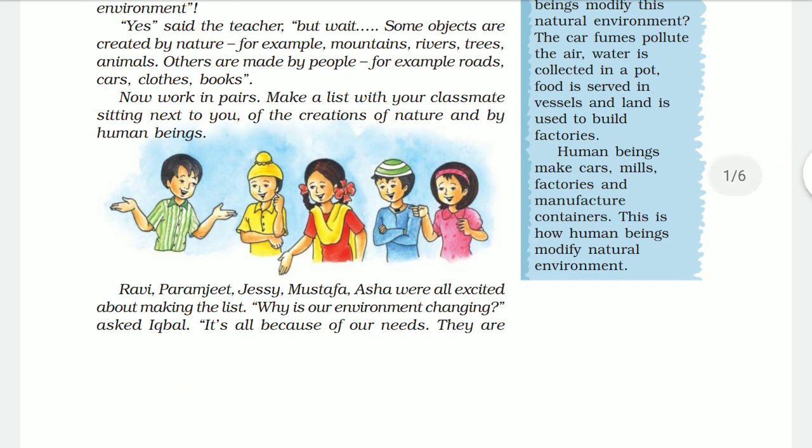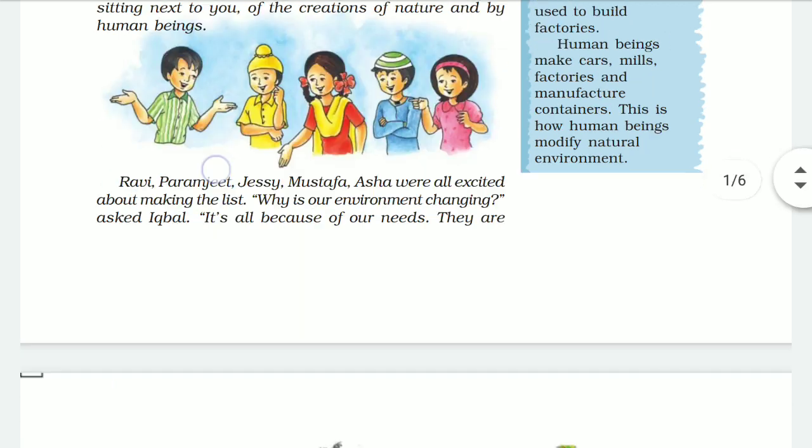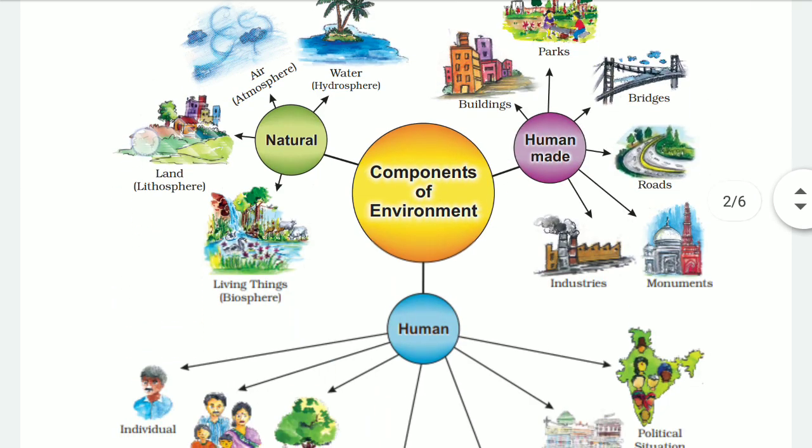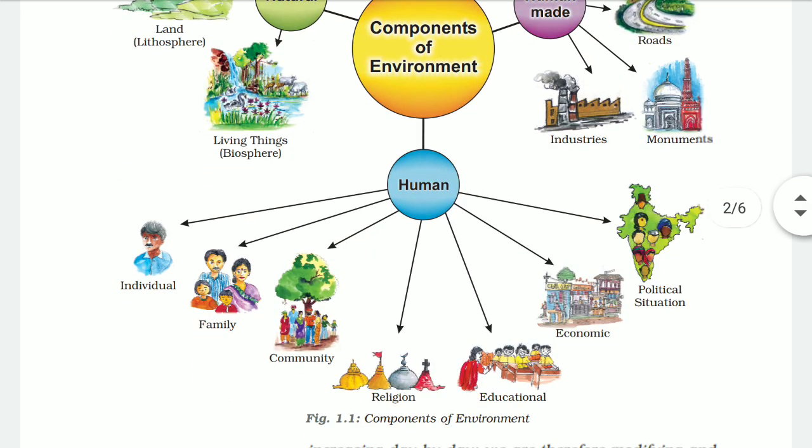So Ravi, Paramjit, Jesse, Mustafa, Asha were all excited about making the visit. "Why is our environment changing?" asked Iqbal, and it's also because of our needs. So here is the map of the components of the environment.